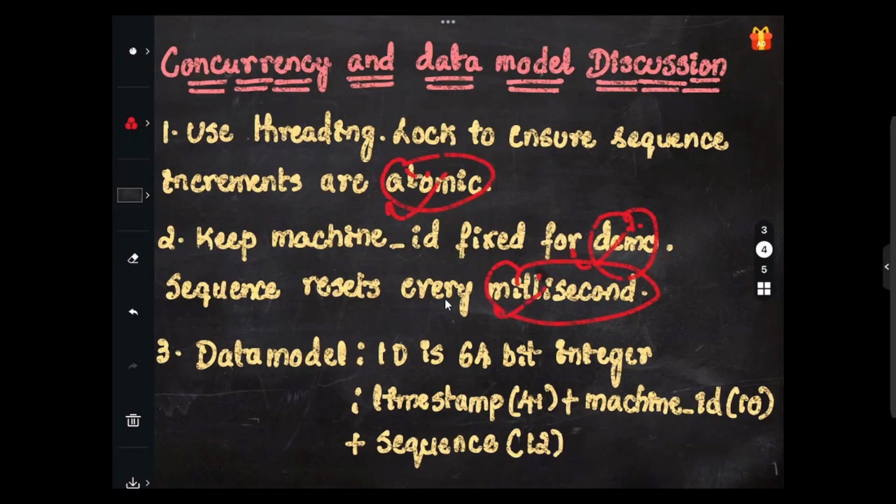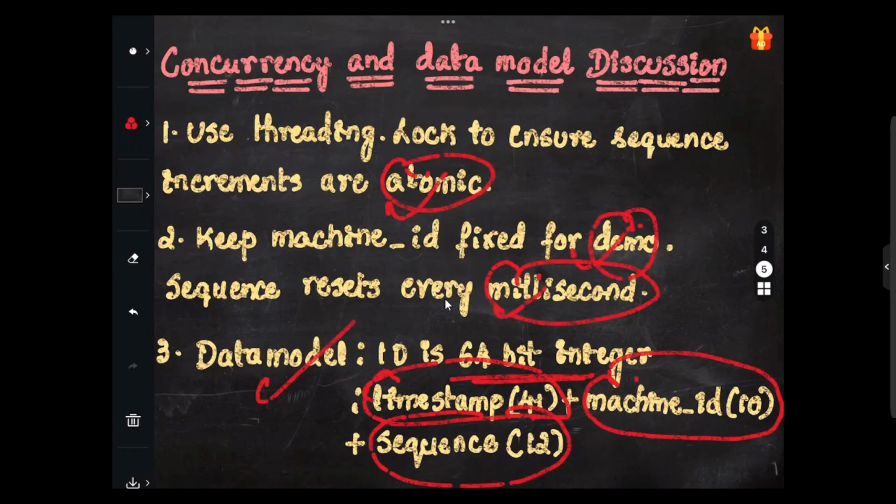For the data model, the ID is a 64-bit integer, meaning whatever ID is generated is a 64-bit integer. The timestamp takes 41 bits, the machine ID 10 bits, and the sequence 12 bits.